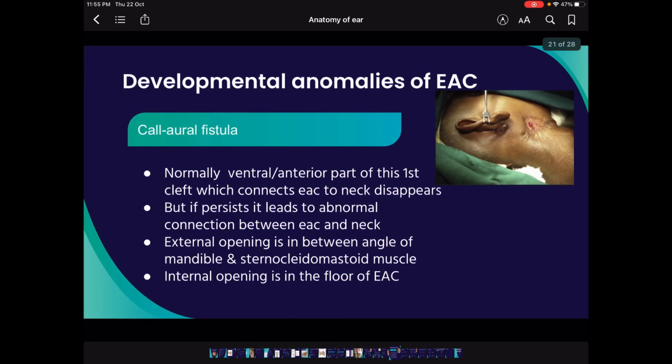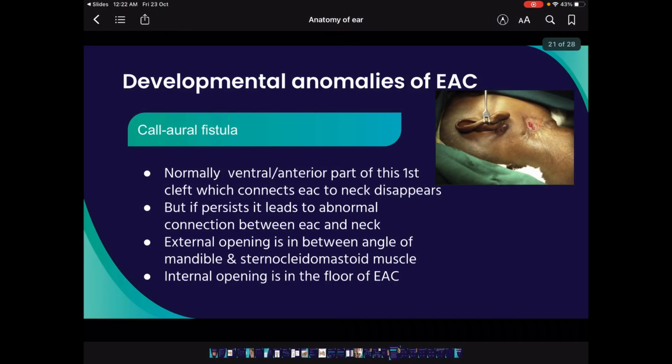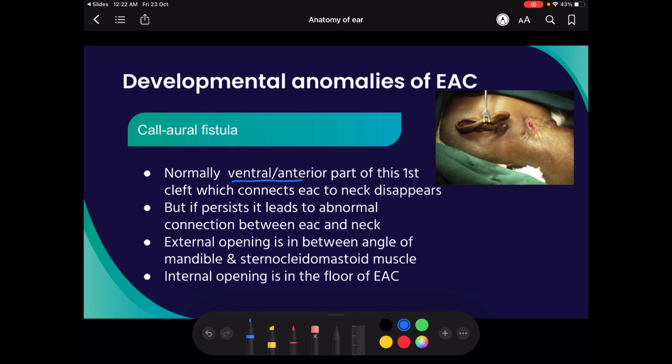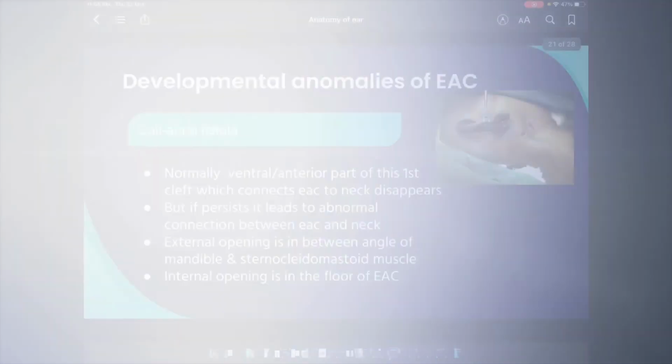Next is the developmental anomaly of the external auditory canal, that is the coloboma fistula. Normally, the ventral or anterior part of this first cleft, which connects the external auditory canal to the neck, disappears. But if it persists, it leads to an abnormal connection between the external auditory canal and the neck, and there is an external and an internal opening. The external opening is in between the angle of the mandible and the sternocleidomastoid muscle, whereas the internal opening is at the floor of the external auditory canal. The treatment includes surgical excision.